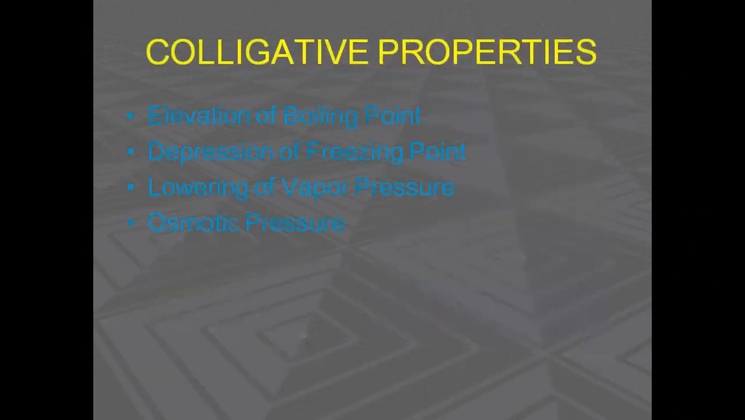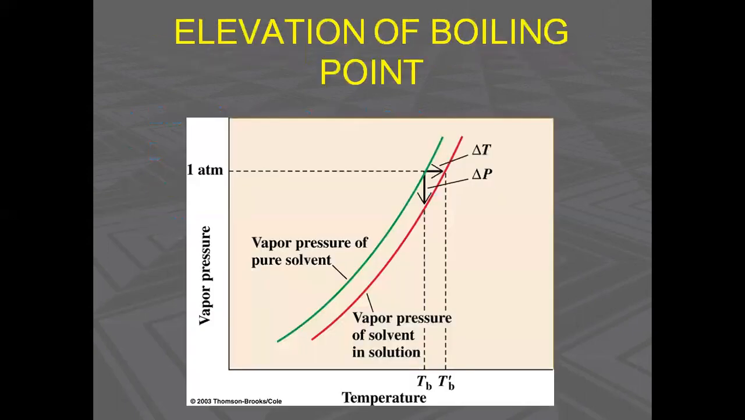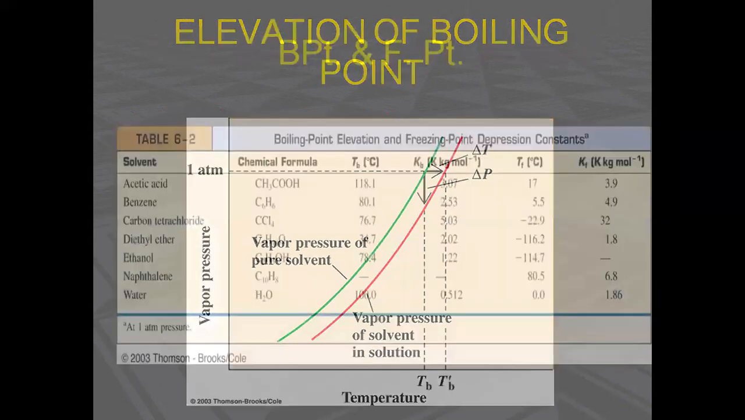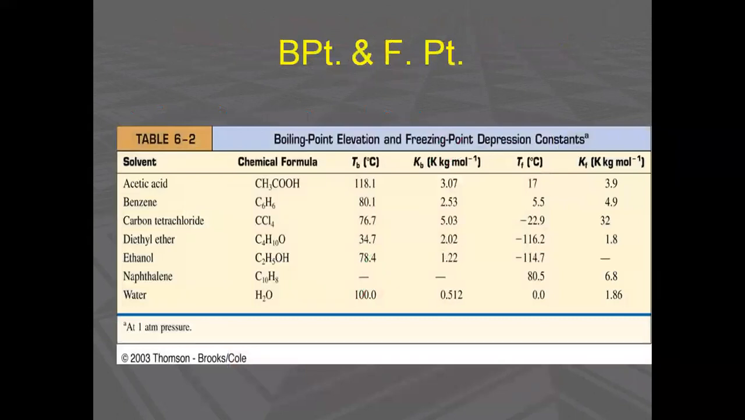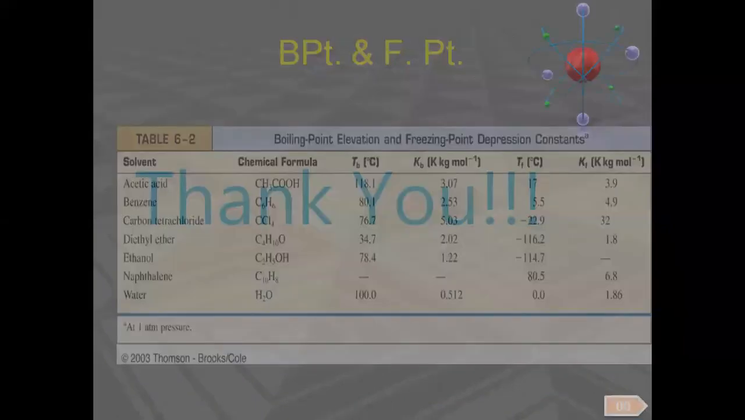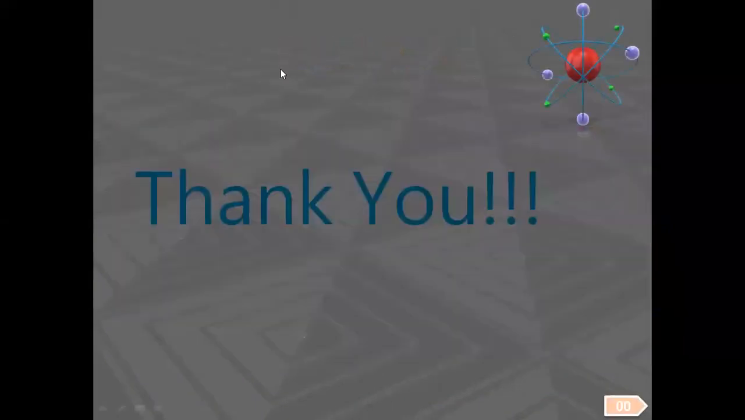Here are some colligative properties: elevation of boiling point, depression of freezing point, vapor pressure lowering, and osmotic pressure. So these are the colligative properties of the solution. When these components are added to the solvent, then boiling point is changed, melting point is changed, even vapor pressure lowering is also changed. So these are different constants, boiling point constant and freezing point constant. So this is impacted here, and thank you very much.